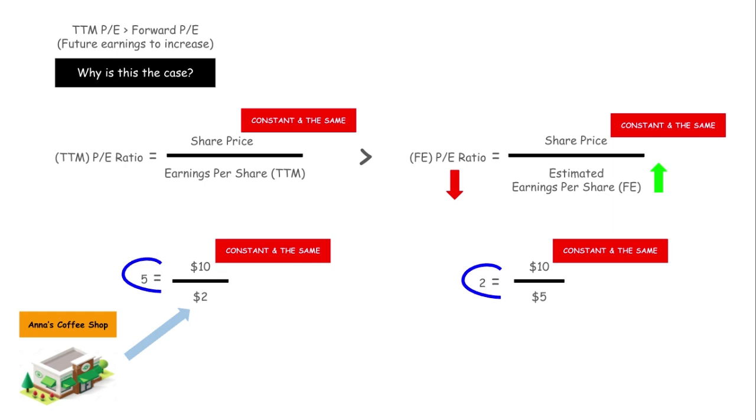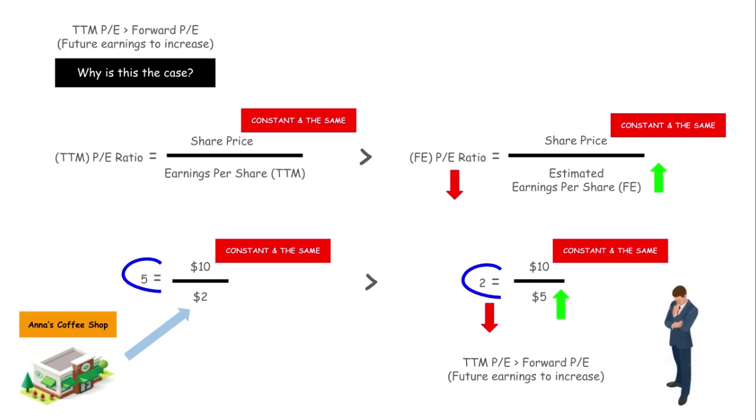As we can see from the equation, since the estimated forward earnings per share was greater than the trailing earnings per share, the forward PE ratio came out to be lower than the trailing PE ratio. The equation shows as the estimated forward earnings per share in the denominator increases, the forward PE ratio decreases. And this is why when the forward PE ratio is lower than the trailing PE ratio, investors are expecting a company's future earnings to increase.